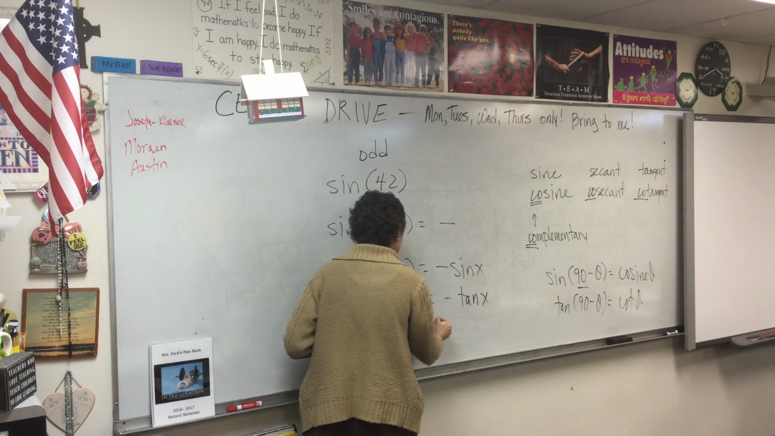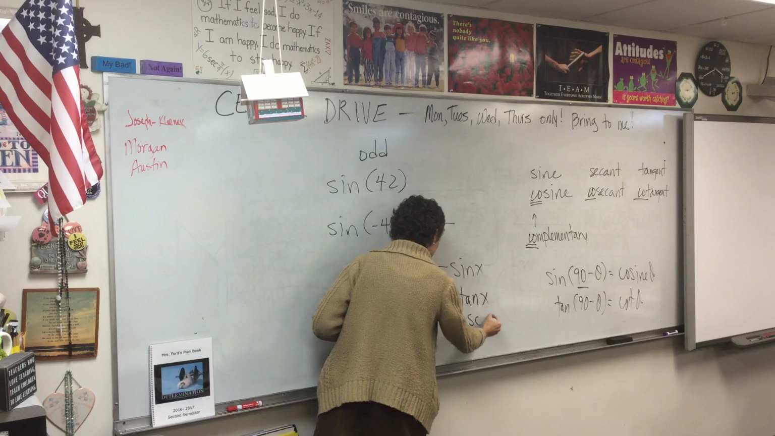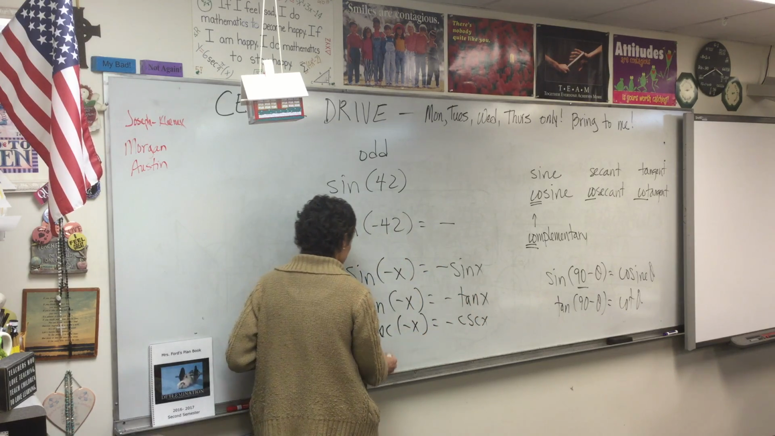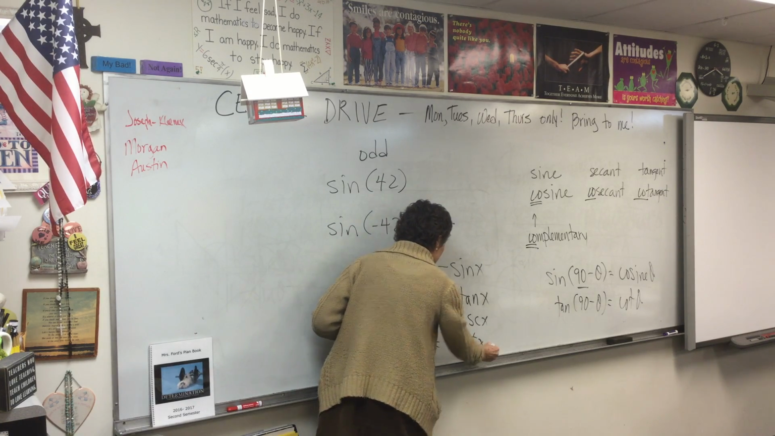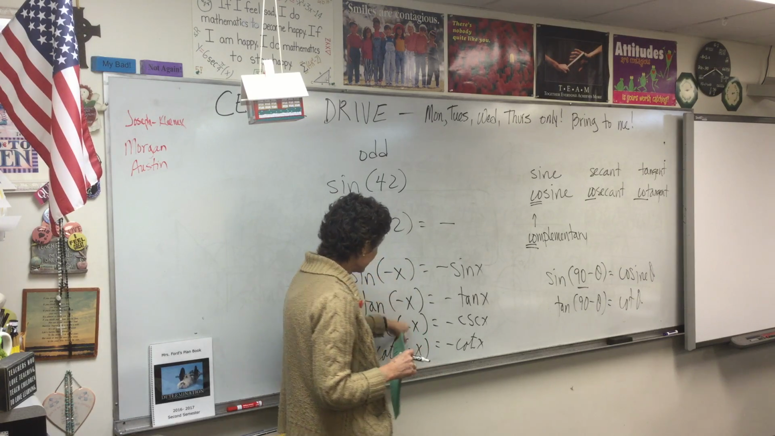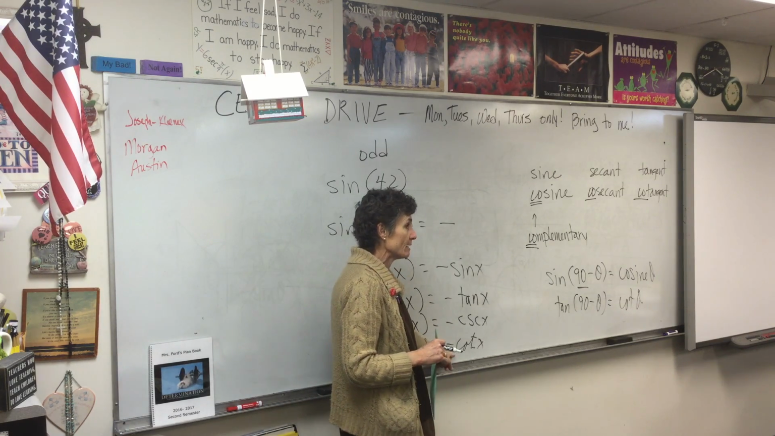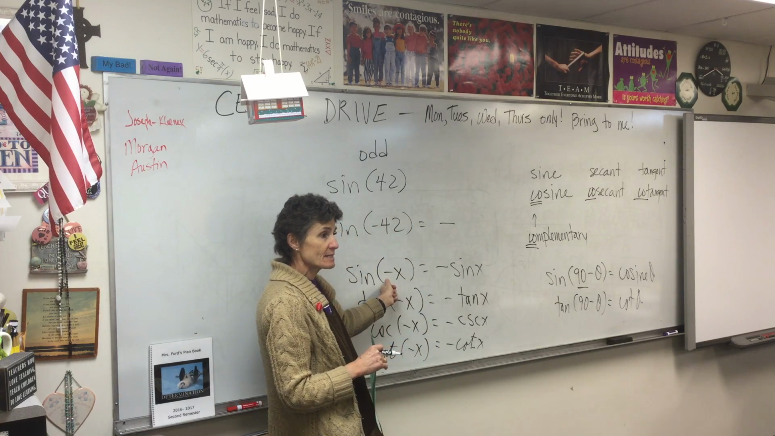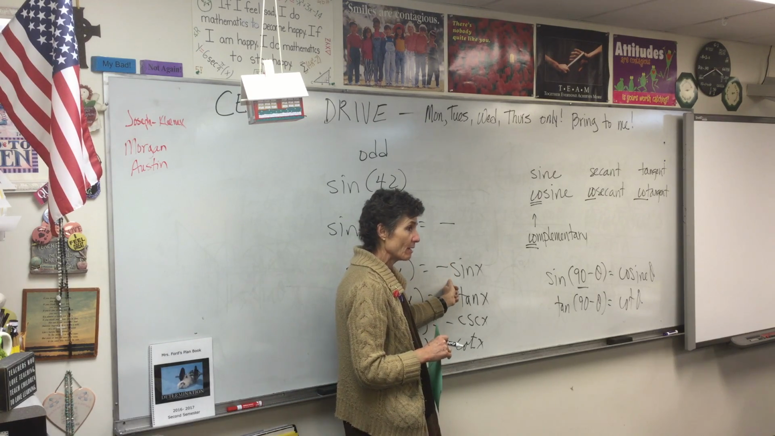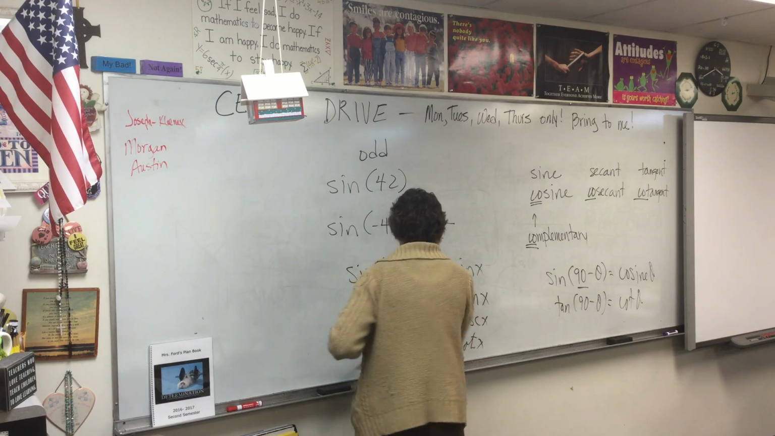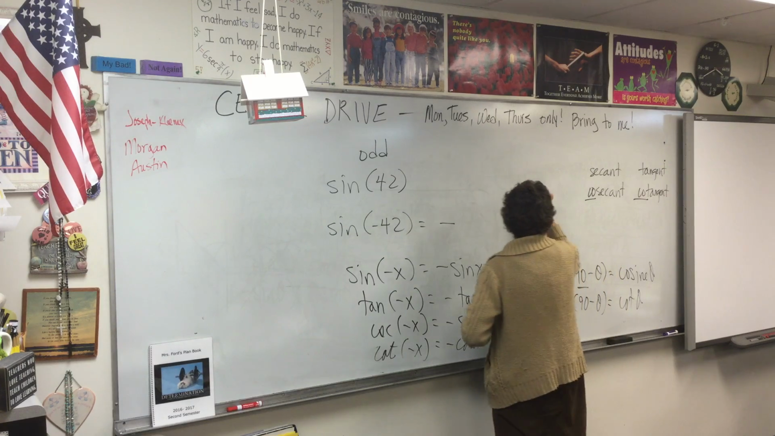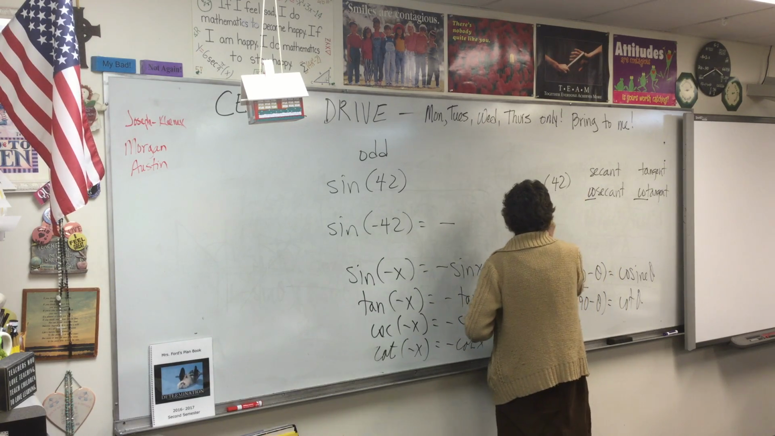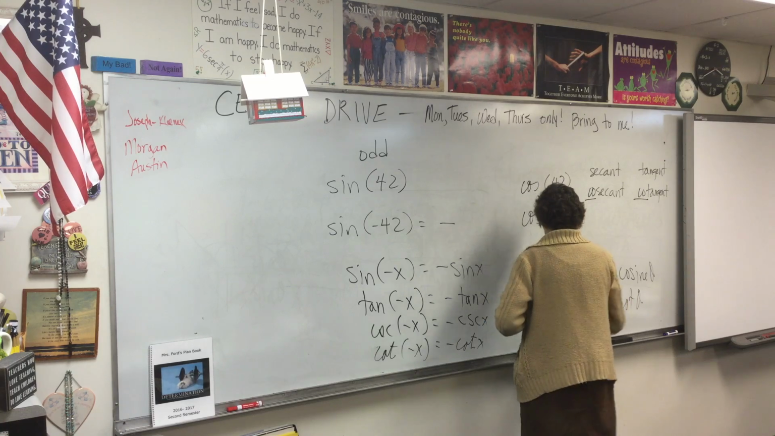Cosecant, same thing. These are all written on your paper, so you don't have to write it down. Cotangent, same thing. What does it mean to be odd? It means if you put a negative in, you get a negative out. A negative inside means a negative outside. Now, do the same thing, only do it with cosine now. Do cosine 42 and cosine negative 42.